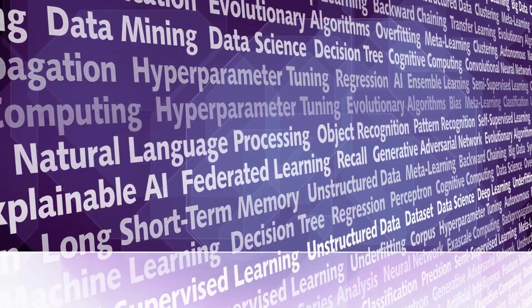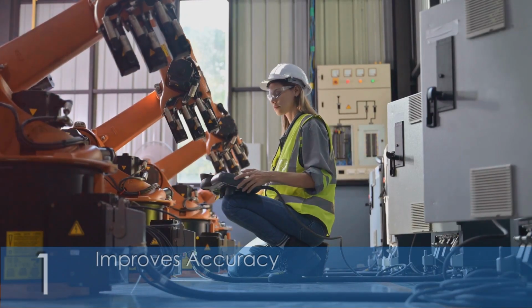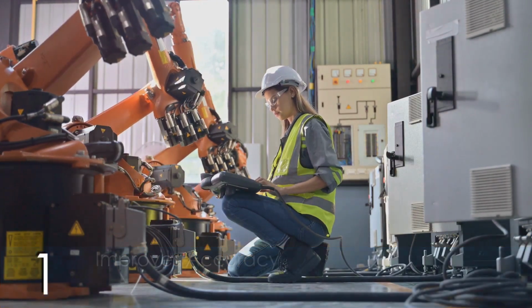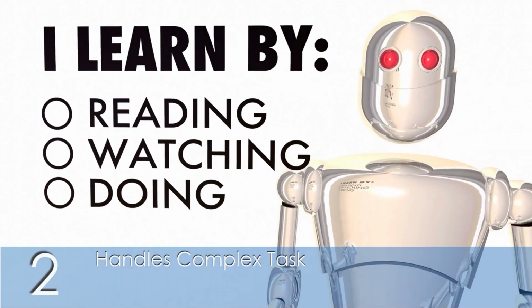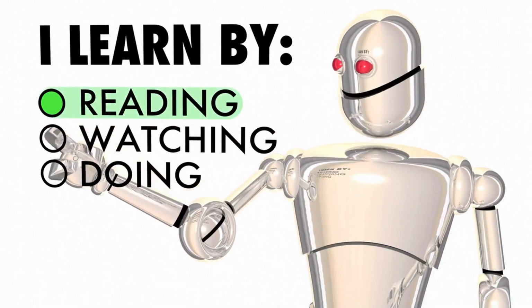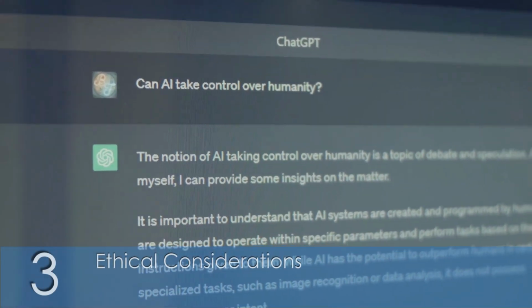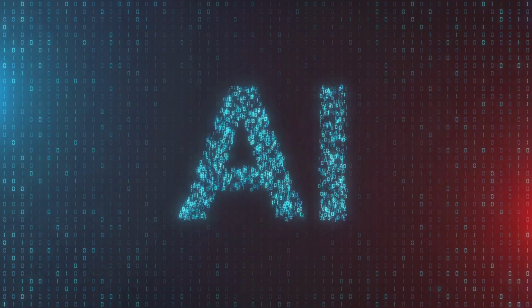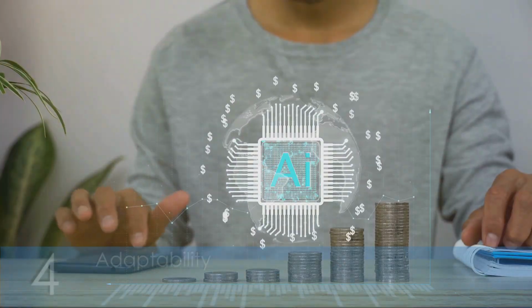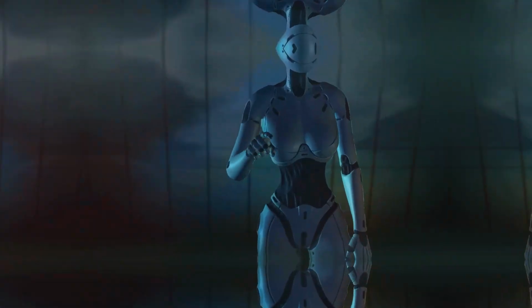Why should we care about RLHF? Here are a few reasons why RLHF is important. 1. Improves accuracy. Human feedback helps fine-tune the agent's actions, leading to more accurate decision-making. 2. Handles complex tasks. For tasks that are too complex to define with simple rules, human feedback provides valuable guidance. 3. Ethical considerations. RLHF ensures that AI systems behave in a manner that aligns with human values and ethical standards. 4. Adaptability. The ability to learn from human feedback makes AI systems more adaptable to new and dynamic environments.